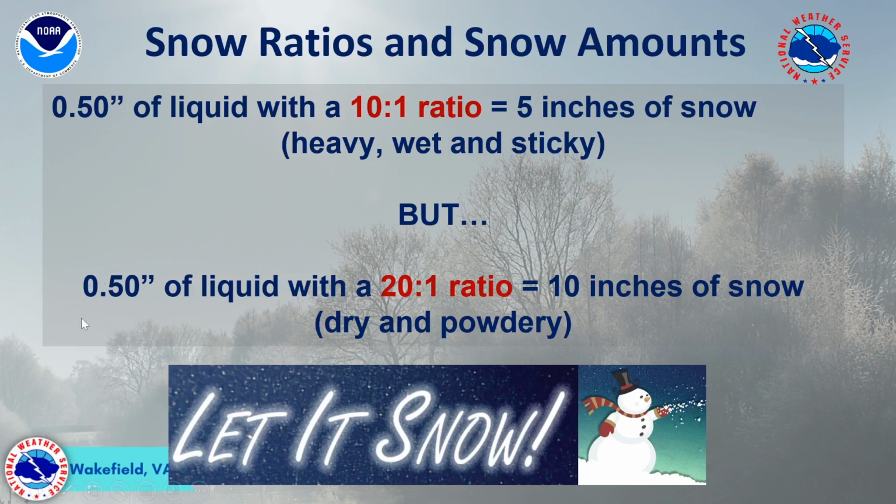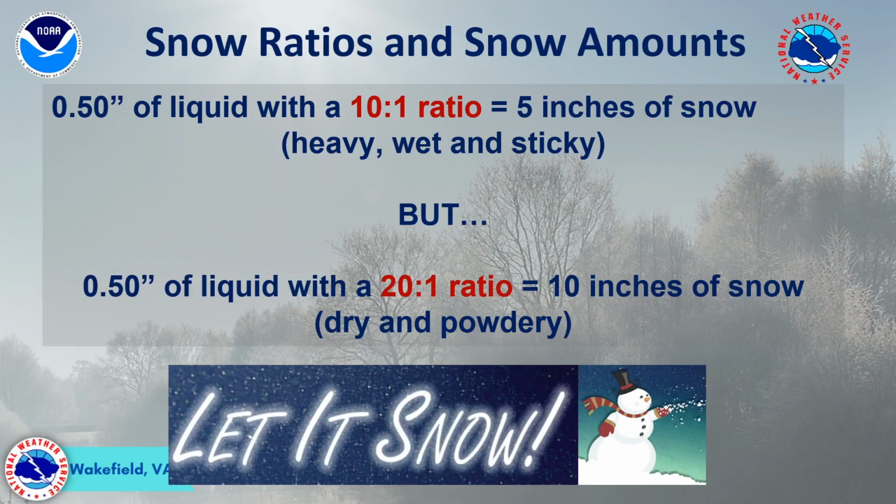However, if we take the same amount of liquid, let's say it's a half inch of liquid, and now the ratio goes up to 20-to-1, meaning that now it's a drier snow, going to be much more fluffy, great for skiing, easy to blow off the sidewalks. Well, that same half inch of liquid with a 20-to-1 ratio gives us 10 inches of snow. It doubles the amount of snowfall accumulation. So even though the amount of moisture in the atmosphere remained the same, because of the snow ratio, the amount of snow that you accumulated in your backyard doubled.